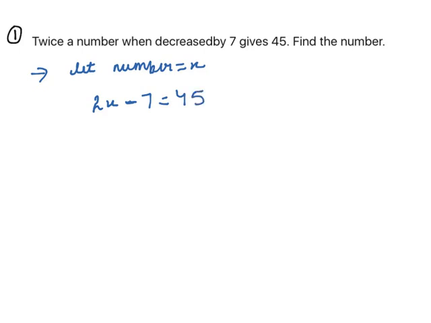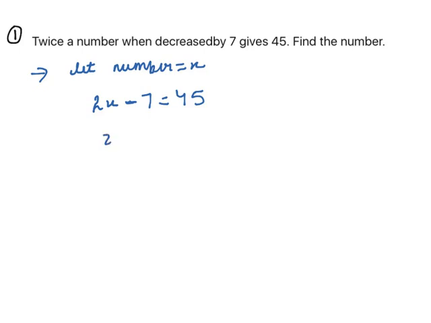So we will go just step by step. Twice a number decreased by 7 gives 45. Now the next step is what? We will solve the equation. First of all we define the problem. We find out what information has been given and what we have considered as a variable. Then we form an equation. The next step is we will solve the equation.